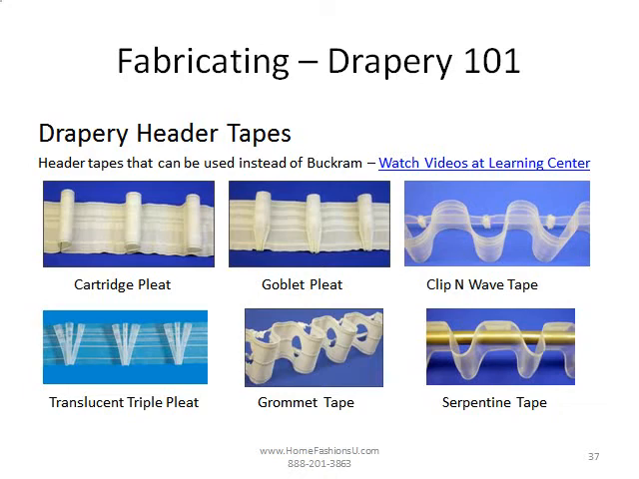Also available at Home Fashion U are drapery header tapes. These can be used instead of buckram and are sewn in place to create particular types of pleats. As you can see, the cartridge pleat, the goblet pleat, the clip and wave tape, which is really neat, a translucent triple pleat, which would be great for shears, a grommet tape, and a serpentine tape.